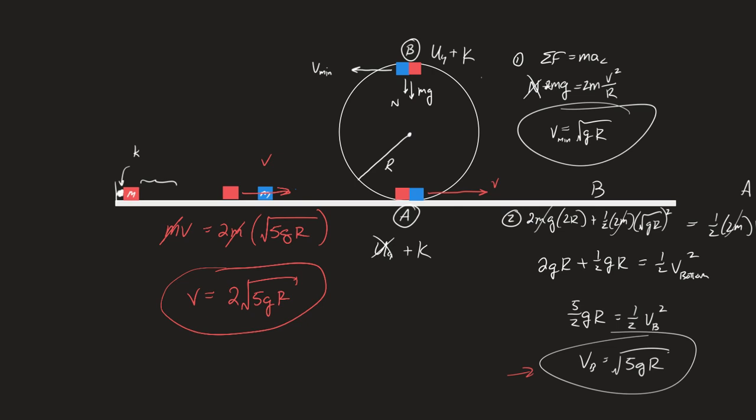Now, we didn't get to the end here, but I don't think it takes too much for you to compare the kinetic energy of the block before the collision with the elastic potential energy that block must have had when it was against the spring. Be careful. This portion of the problem is about 1 mass, not 2. So the kinetic energy is 1/2 m times 2 times the root of 5gr, squared. That equals 1/2 kx squared.